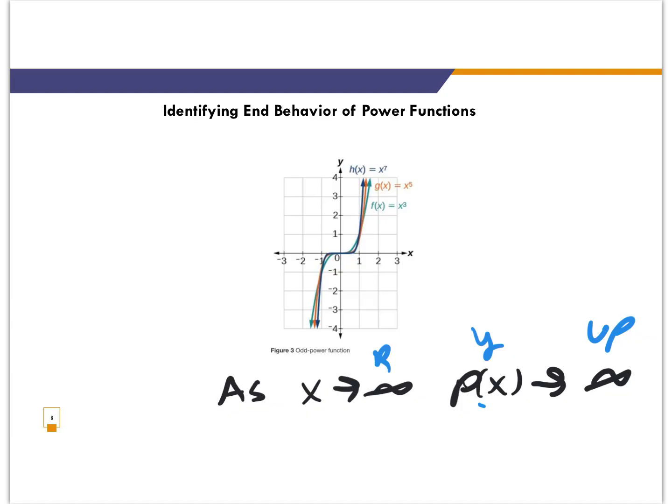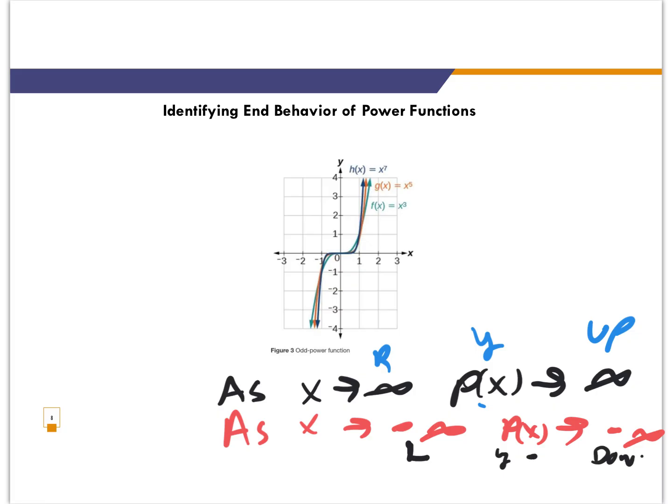Let's do the left. We will say, as x goes to negative infinity, p of x goes to negative infinity. So when I talk about x, that's left and right. Obviously, as x goes left forever, the y values go down, which is negative infinity. That's what it means.